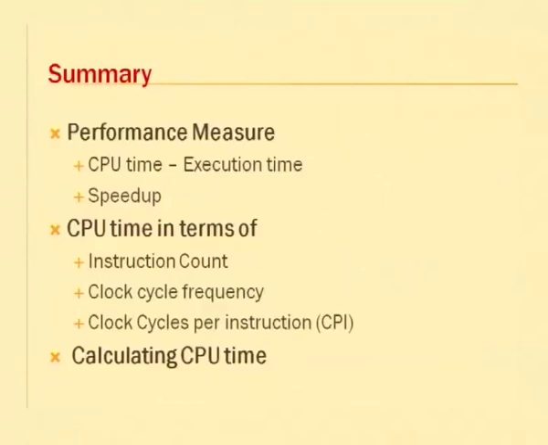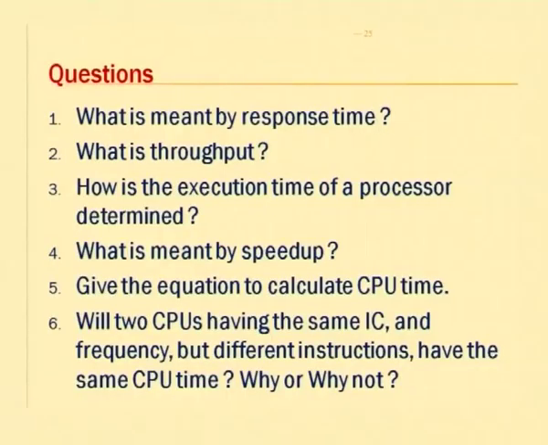So that is what we have looked at now: performance measures, CPU time, how it is calculated, and some examples of calculating CPU time. Now time for some questions to understand what we have looked at today. Question 1: What is meant by response time? Question 2: What is throughput? Question 3: How is the execution time of a processor determined? Question 4: What is meant by speedup? Question 5: Give the equation to calculate CPU time. Question 6: Will two CPUs having the same IC, instruction count, and frequency, but different instructions, have the same CPU time? Why or why not?